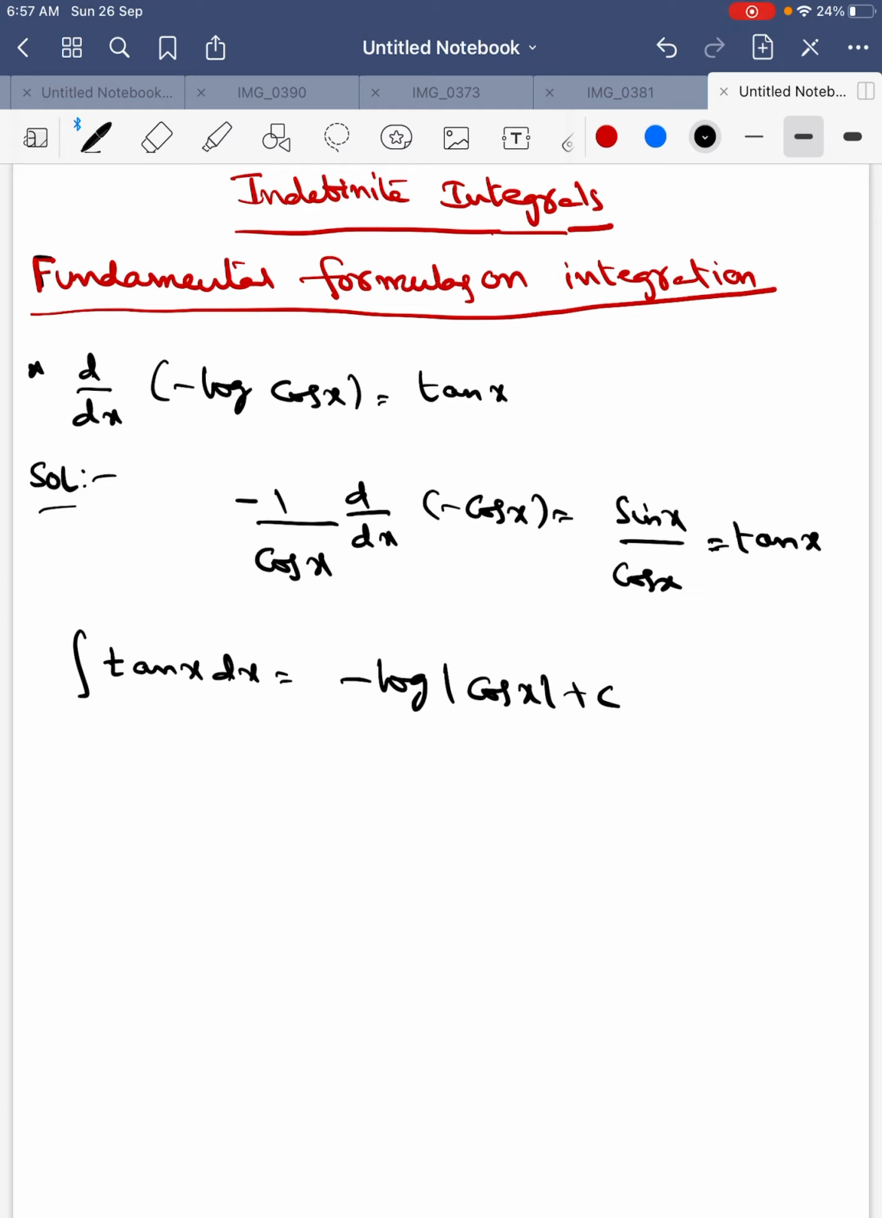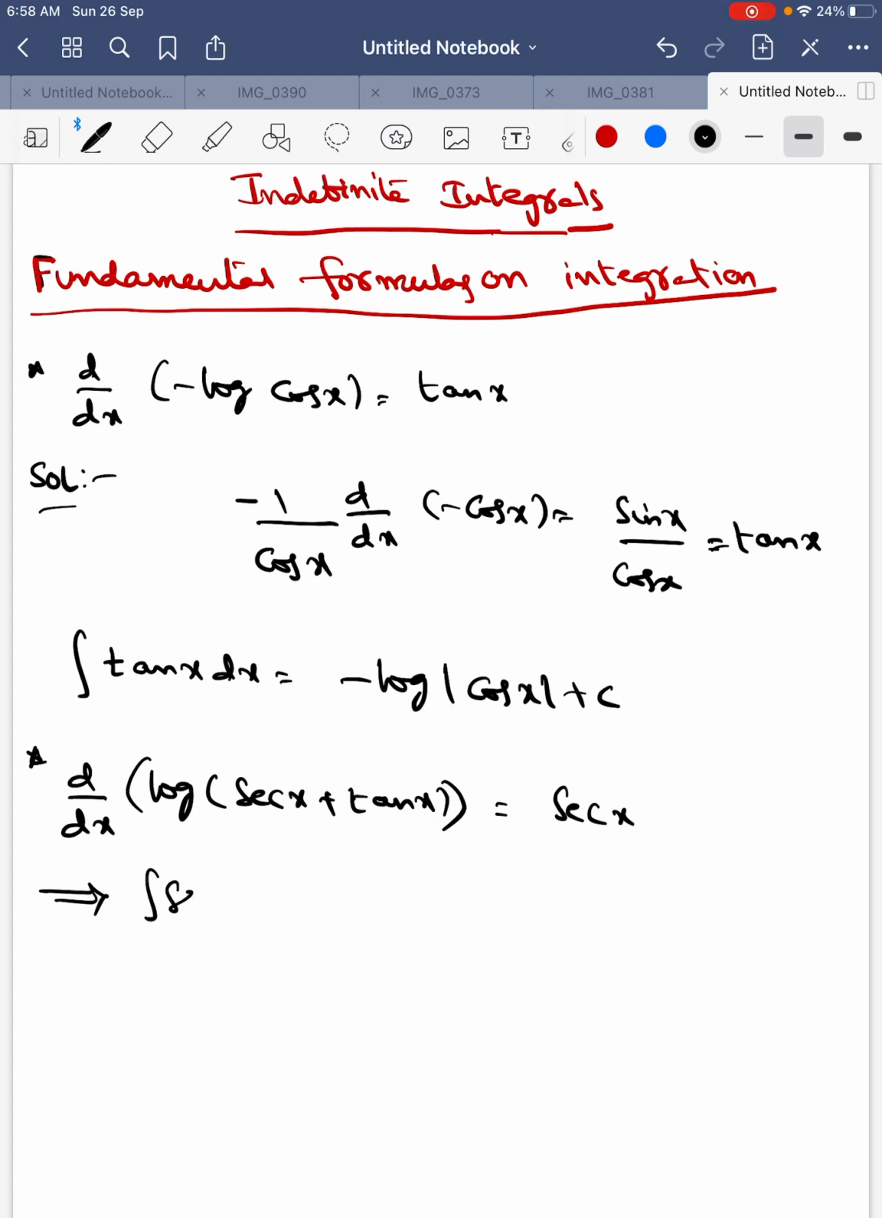Next. D by dx of log of secant x plus tan x gives secant x, in the same way. That implies the integral of secant x dx is equal to log mod secant x plus tan x plus c.